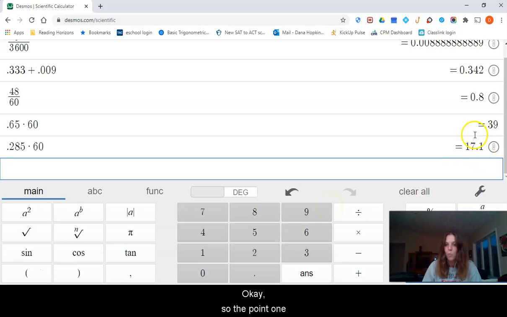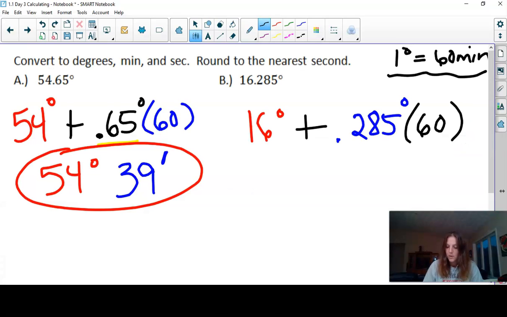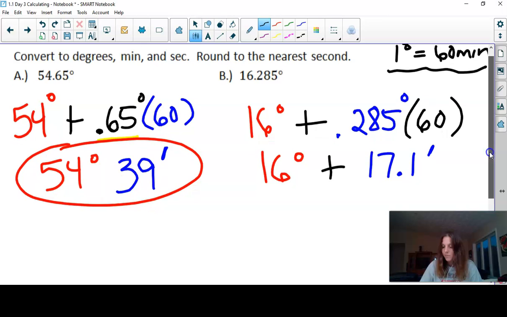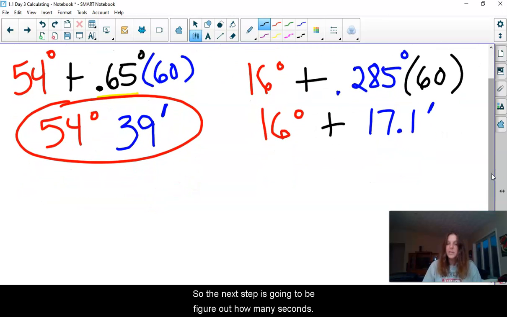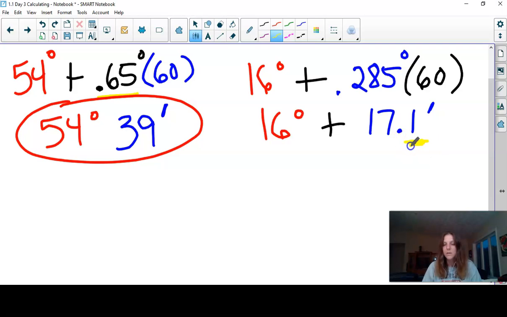Okay, so the 0.1 is going to mean that we have minutes and then seconds. So let me write that down first. So we got the 17.1, and that's going to be minutes. And we still have the 16 full degrees. So the next step is going to be figure out how many seconds this 0.1 actually represents.